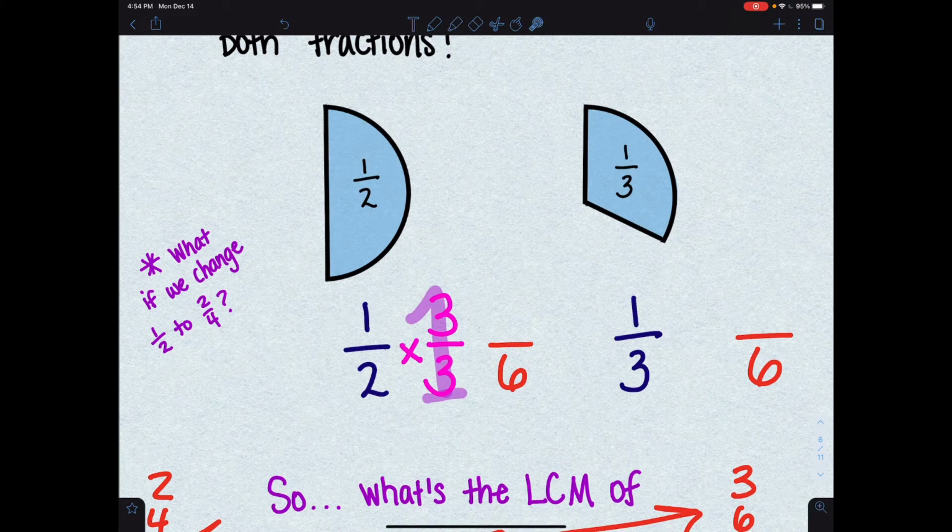So then we multiply straight across. Now, we already did 2 times 3 is 6. So we're going to do 1 times 3 is 3. So 1/2 is the same as 3 over 6.